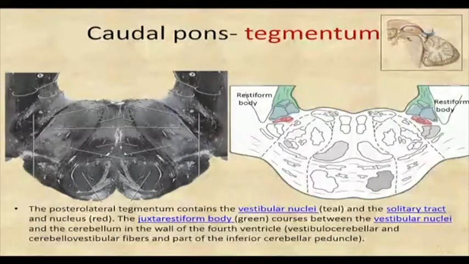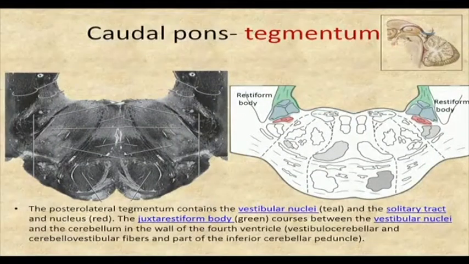GVAs. Those things nobody wants to talk about, visceral afferents. Coming in on cranial nerve 9 and 10, any GVAs that come into the head are going to come into the nucleus solitarius.